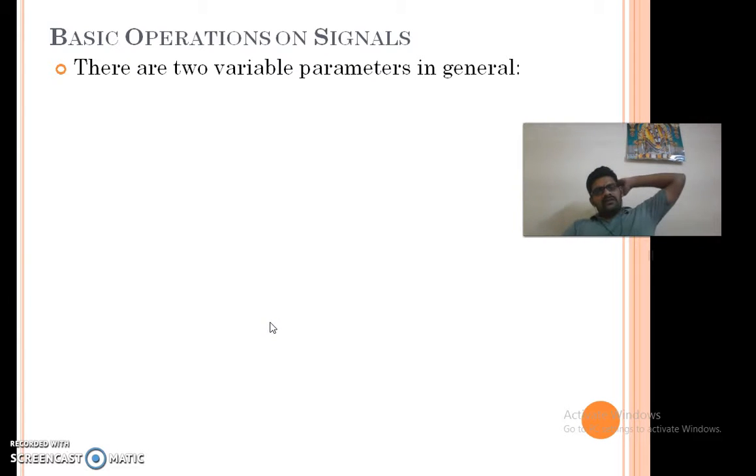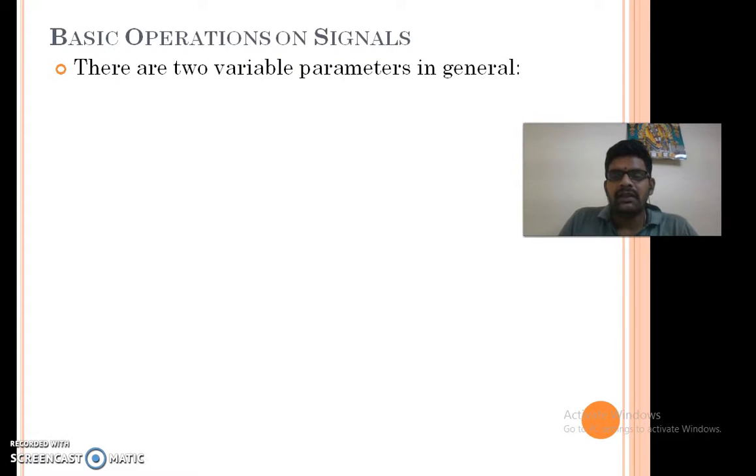So next one is basic operations. With these basic operations, there are two variables that you find in any signal. One is amplitude, another one is time. So these two are the basic variables. You can change the amplitude or you can vary the time. So you can change amplitude, so you can have small amplitude signals or large amplitude signals.